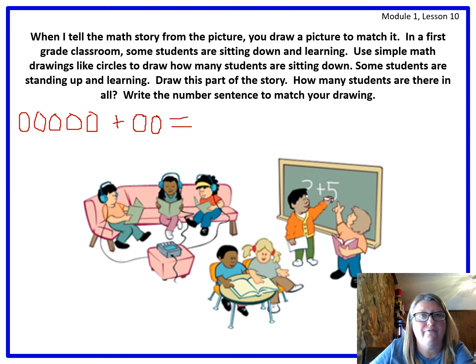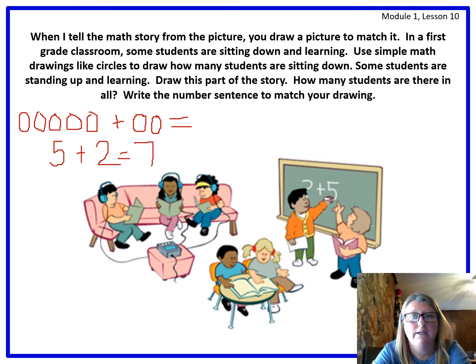So I have 5 here, so I'm going to write 5 plus, and I have 2 here, so 2. So 5 plus 2, 5, 6, 7. There are 7 kids in the first grade classroom. Okay?